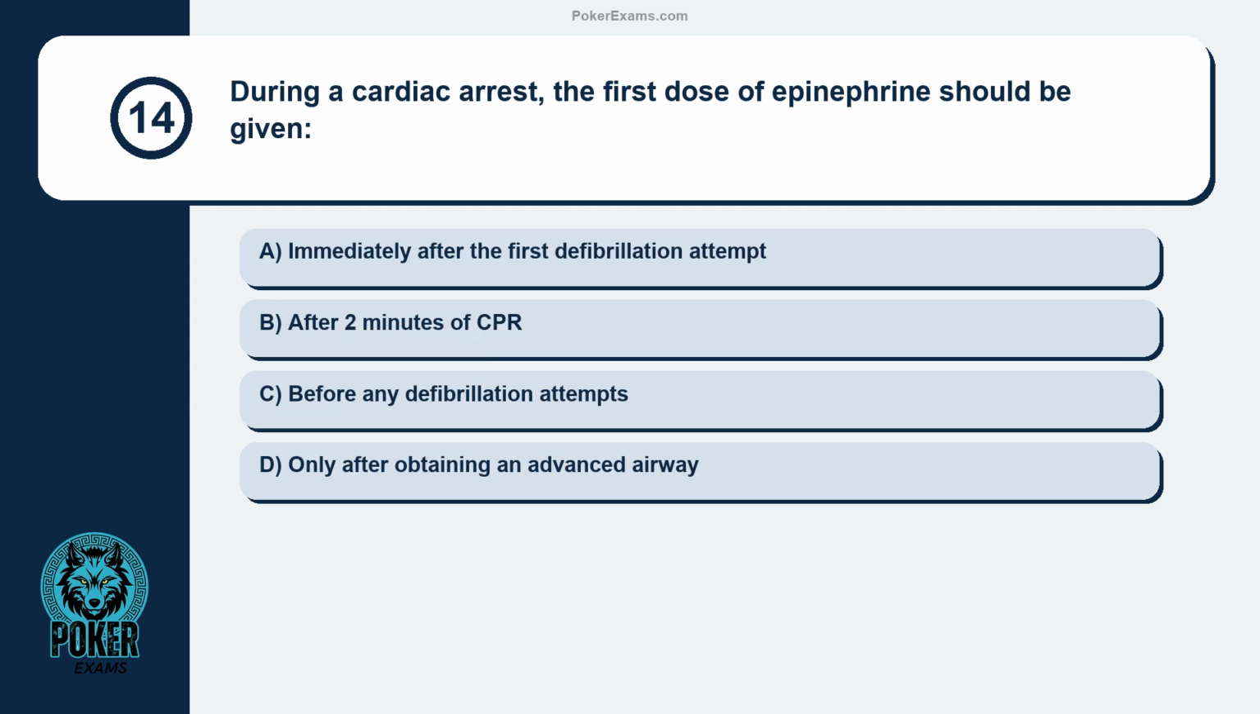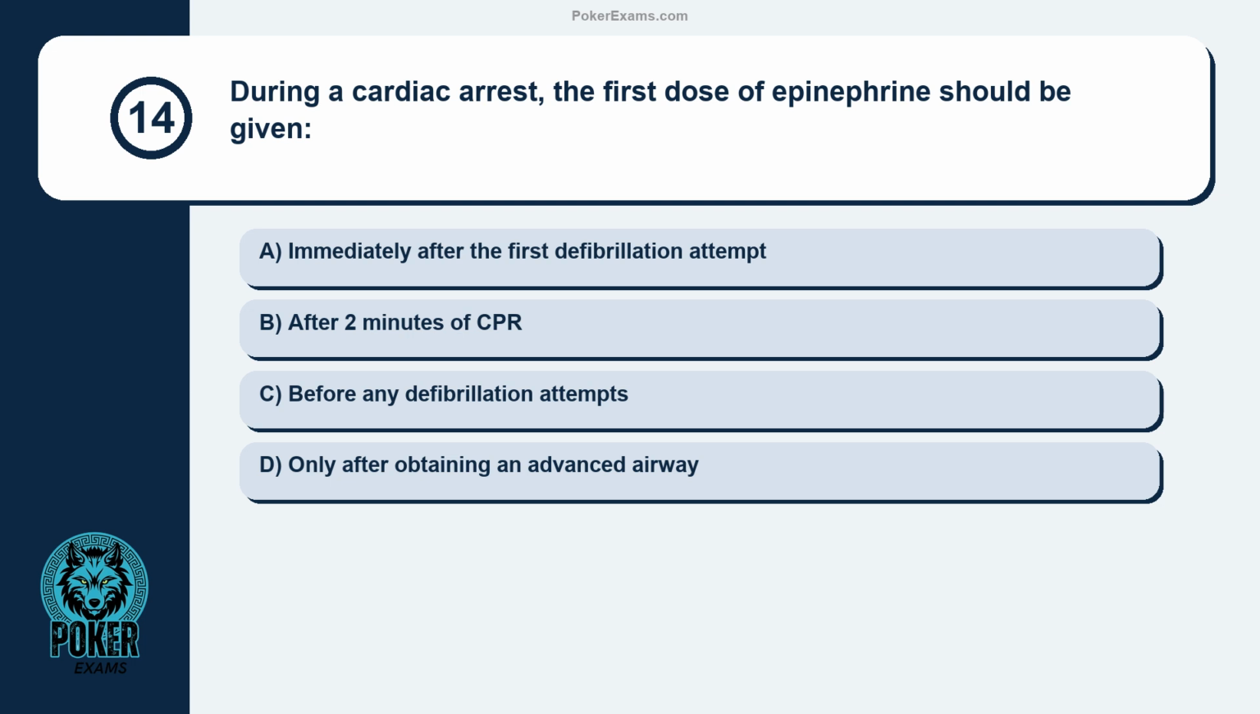Question 14. During a cardiac arrest, the first dose of epinephrine should be given immediately after the first defibrillation attempt, after 2 minutes of CPR, before any defibrillation attempts, only after obtaining an advanced airway.